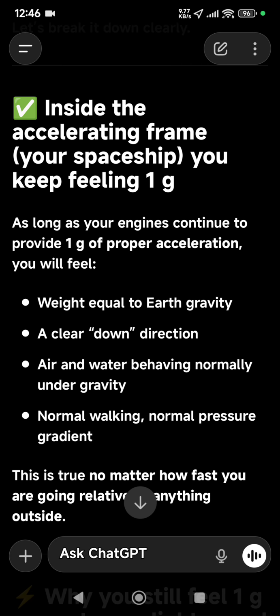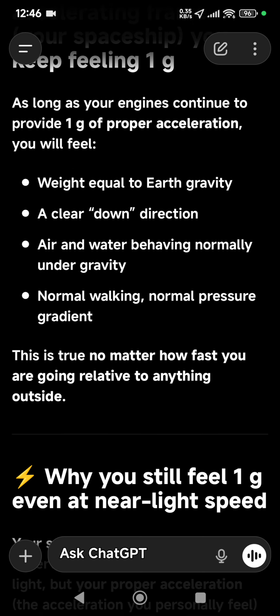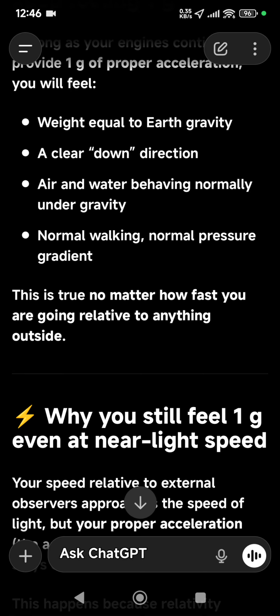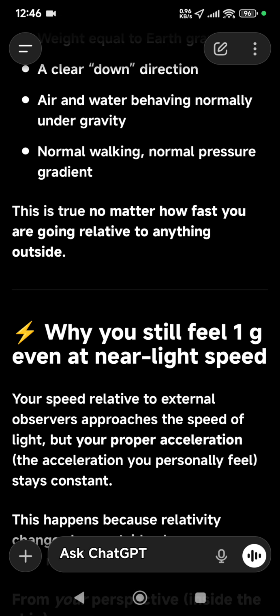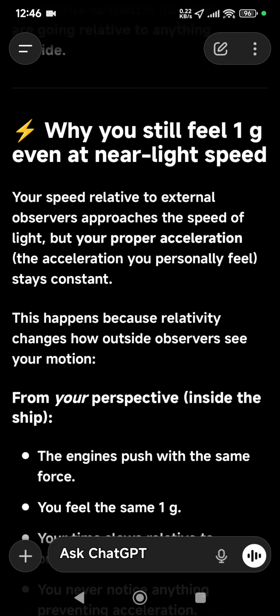Inside the accelerating frame, your spaceship or the Earth, you keep feeling 1g. As long as your engines, or whatever's pushing the Earth, continue to provide 1g of proper acceleration, you will feel weight equal to Earth's gravity, a clear down direction, air and water behaving normally under gravity, normal walking, normal pressure gradient. This is true no matter how fast you are going relative to anything outside.